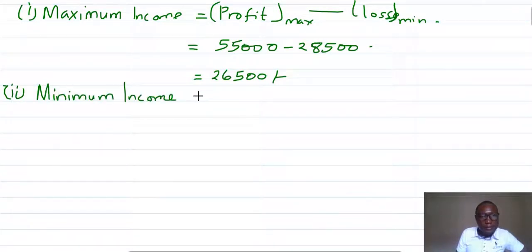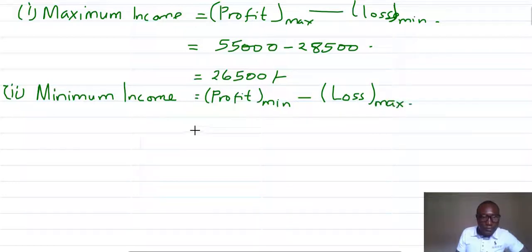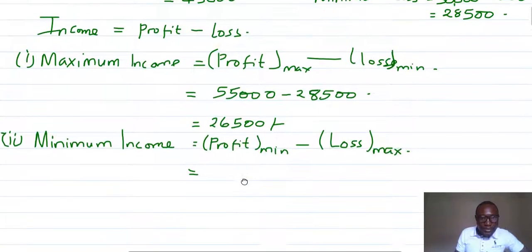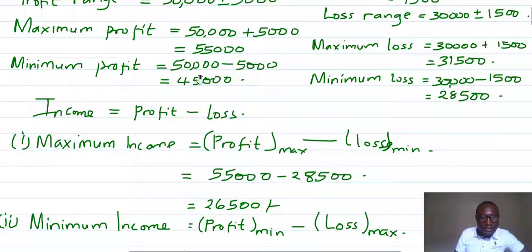Minimum income, this is when we had minimum profits minus when we had a big loss, which you call loss max, right? So we computed minimum profit is 45,000 right here, and the maximum loss is 31,500. So we are substituting them here.